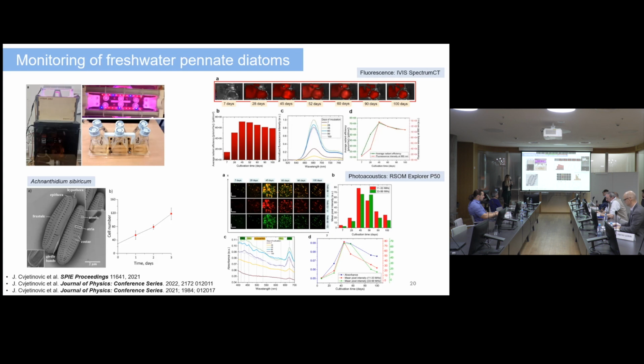So basically the growth phases of diatoms include lag phase, exponential phase, stationary, and then dying phase. So by using this method, we could actually observe all these phases in the case of freshwater pennate diatoms, and the same results were obtained using the photoacoustic imaging. These results were verified using extinction and fluorescence spectroscopy methods.